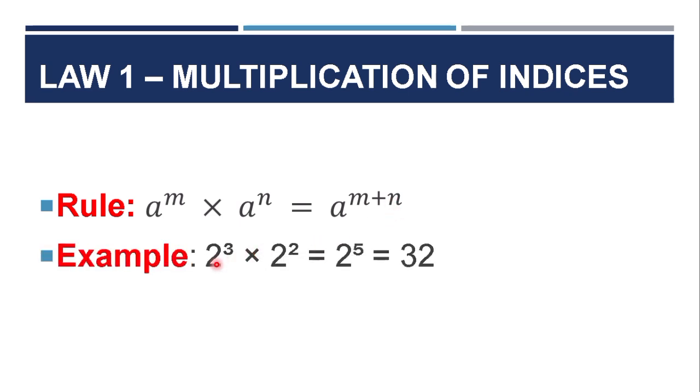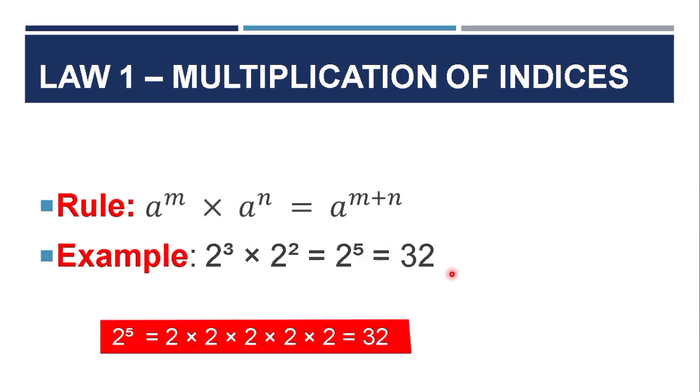For example, if you have 2 exponent 3 multiplying 2 exponent 2, this will be equal to 2 exponent 3 plus 2, which will give you 5. That will give us 2 exponent 5, and 2 exponent 5 is 32.